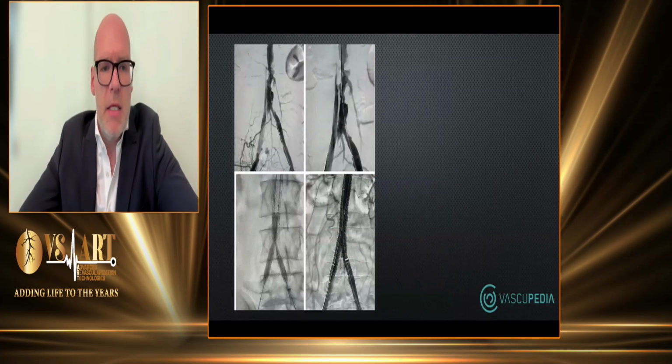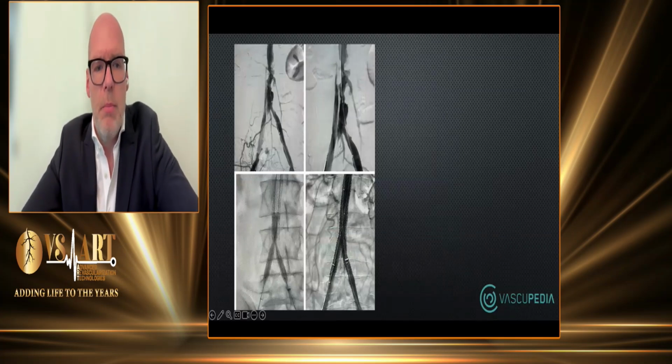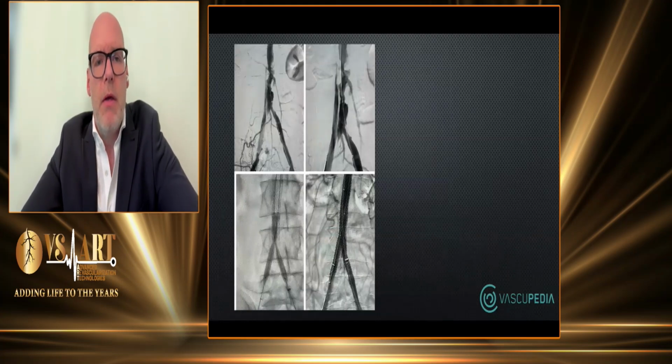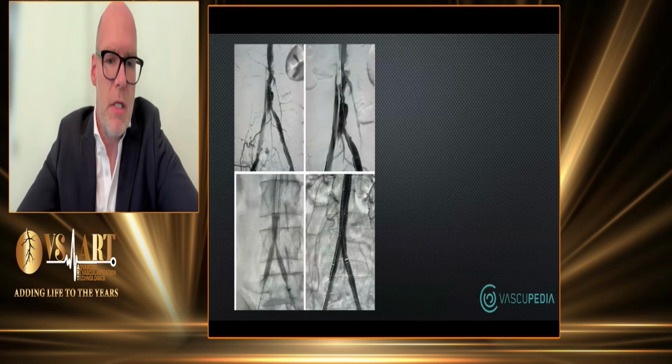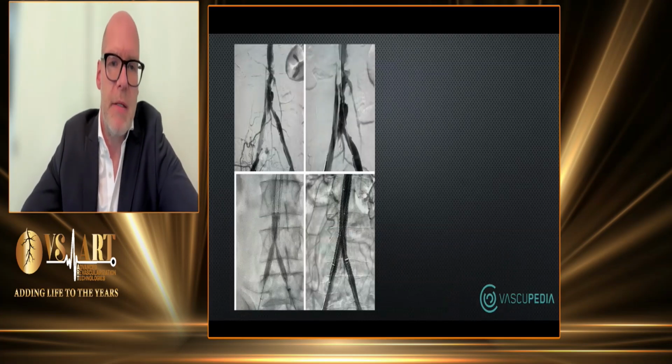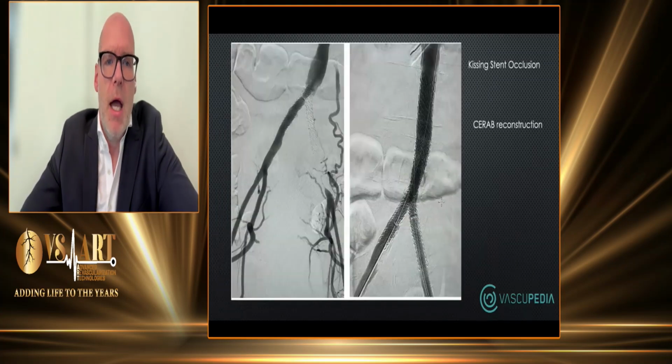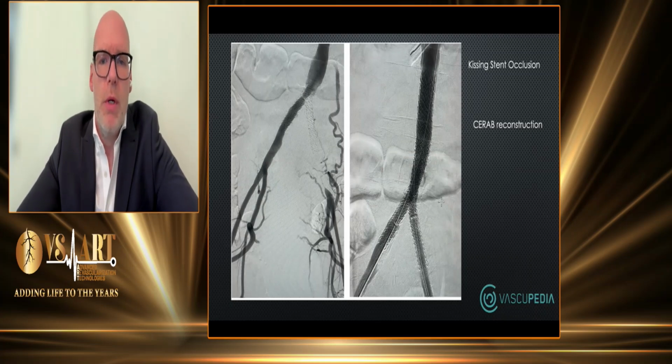Another nice case was a highly dissected segment with a big stenosis in the infrarenal aorta. You see here also a CERAB technique, or a coral reef aorta, which is also treated with the CERAB technique in that way. And you also have the opportunity to reconstruct occluded kissing stents with the CERAB technique, to go further in that stepwise way into the aorta.